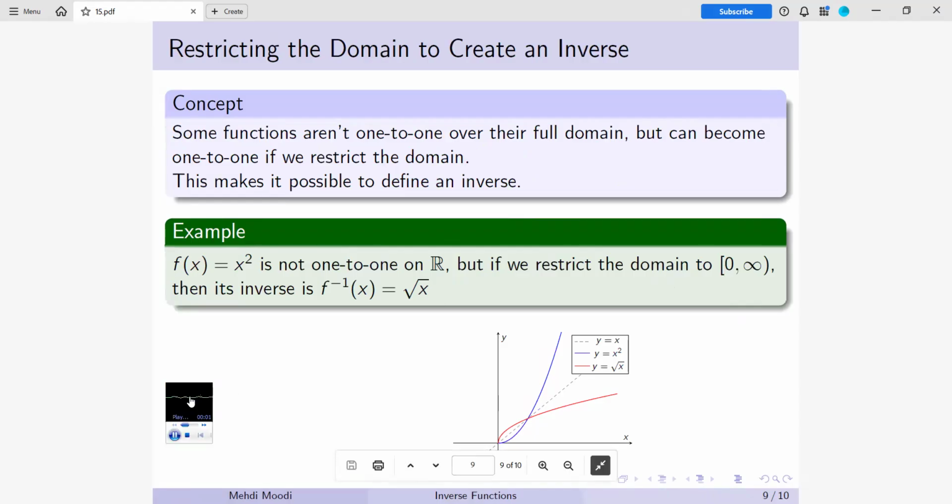Sometimes a function is a bit promiscuous. It connects the same output to multiple inputs. Many-to-one relations are functions and no one is judging them. Restricting the domain is like asking it to commit to one relationship for now so we can finally define the inverse.